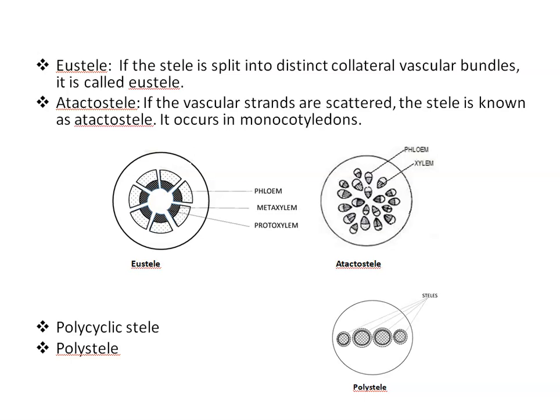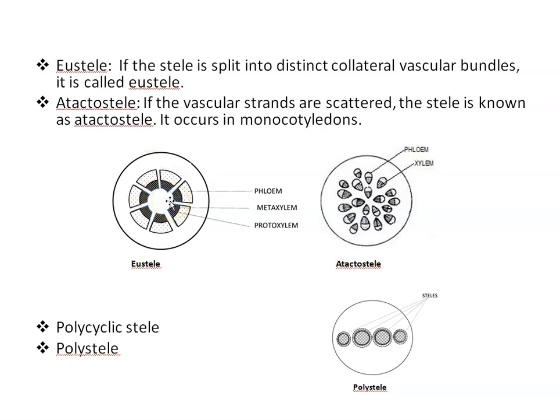Then eustele, next is eustele. There is one more modification of siphonostele. This is known as eustele. Here the stele is split into distinct collateral vascular bundles. You can see here this is eustele, and here the vascular system consists of a ring of collateral or bicollateral vascular bundles situated on the periphery of the pith.